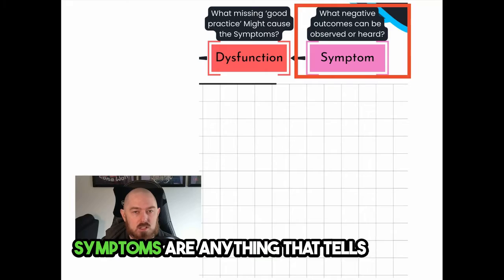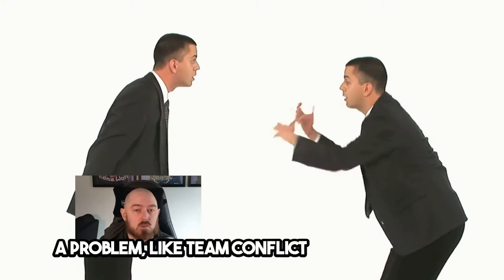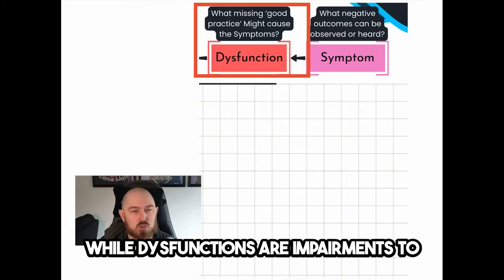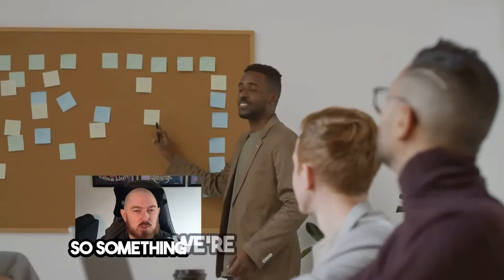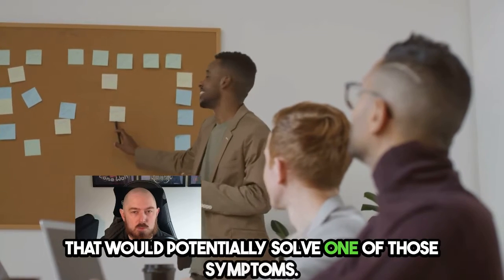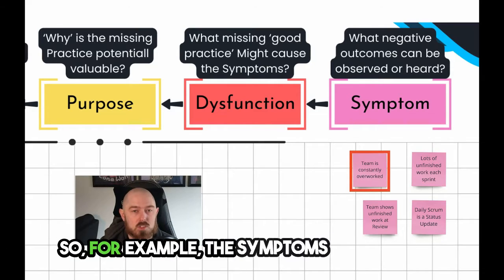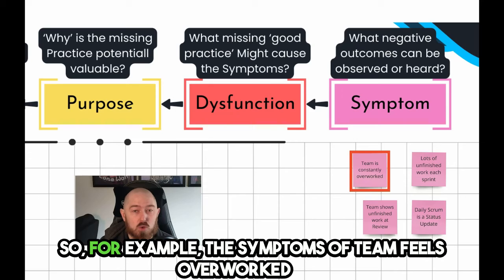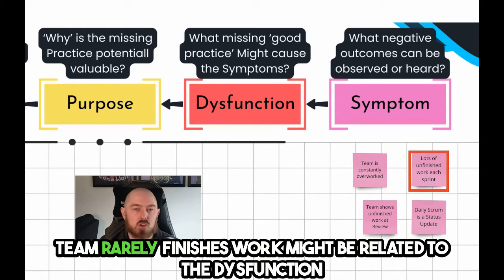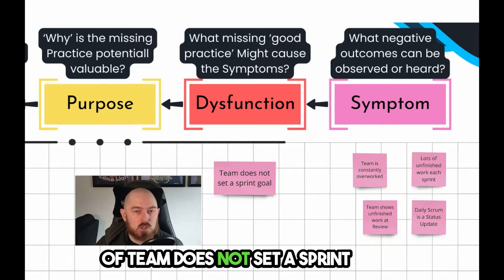Symptoms are anything that tells us that there's a problem, like team conflict or overworked teams, while dysfunctions are impairments to normal function, so something we're not doing or could be doing that would potentially solve one of those symptoms. So for example, the symptoms of team feels overworked and team rarely finishes work might be related to the dysfunction of team does not set a sprint goal.